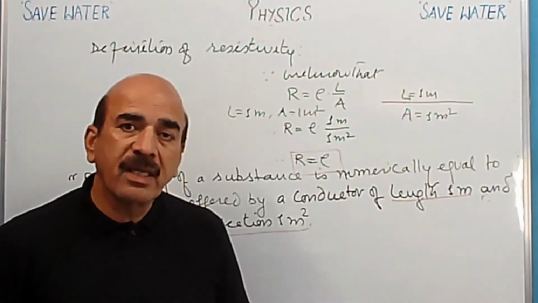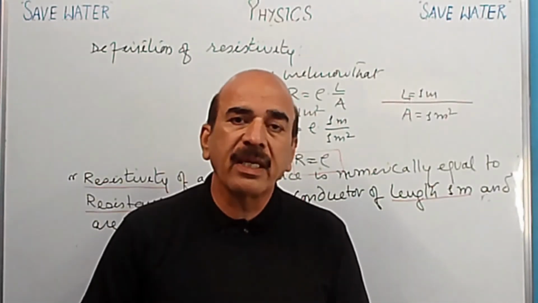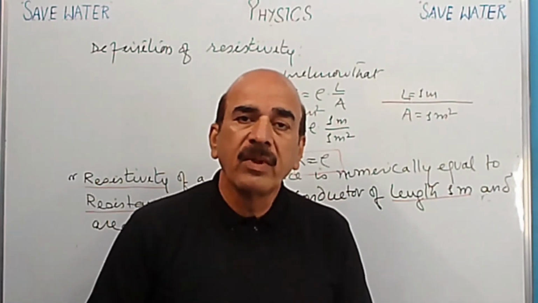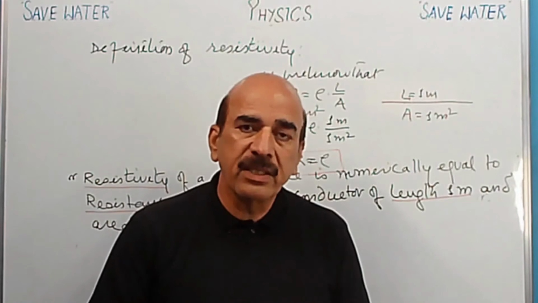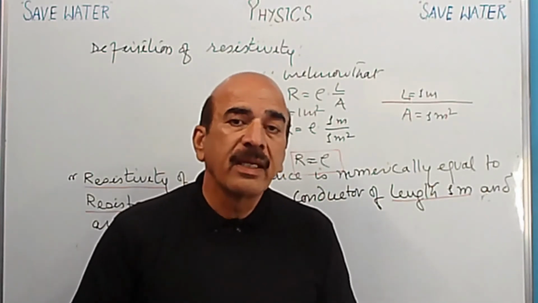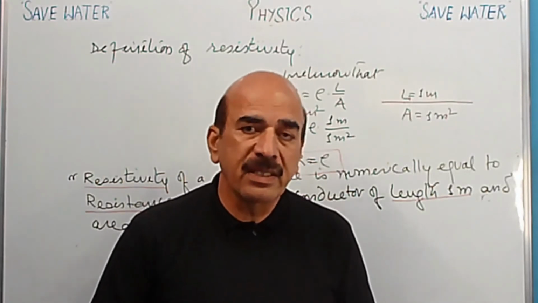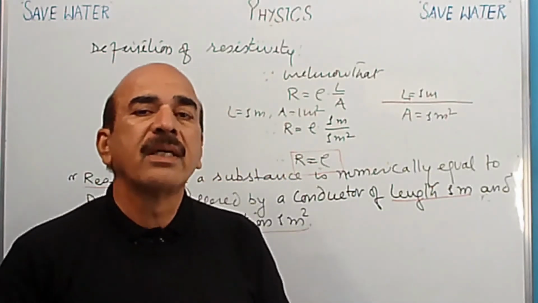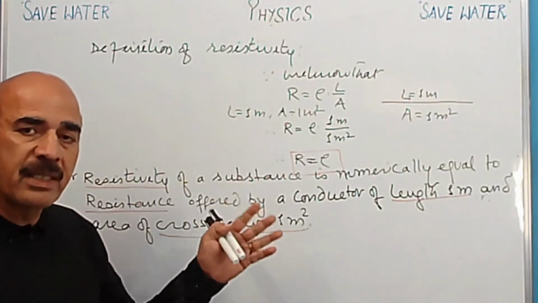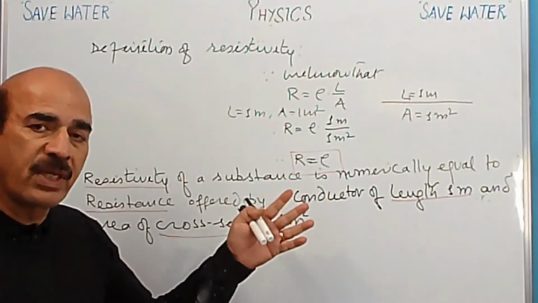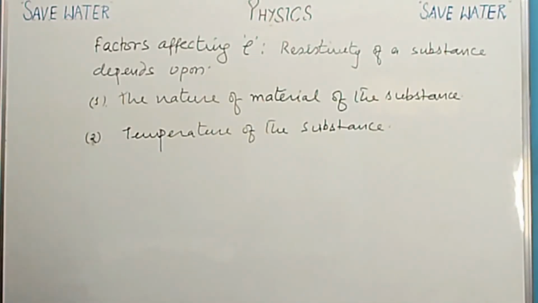As you told us, one time we are taking copper wire, another time we are taking aluminum wire. So this means nature of material is important. And second is temperature. So two factors can change the resistivity of a substance, of a conductor. Okay, so now, factors affecting resistivity of a conductor.